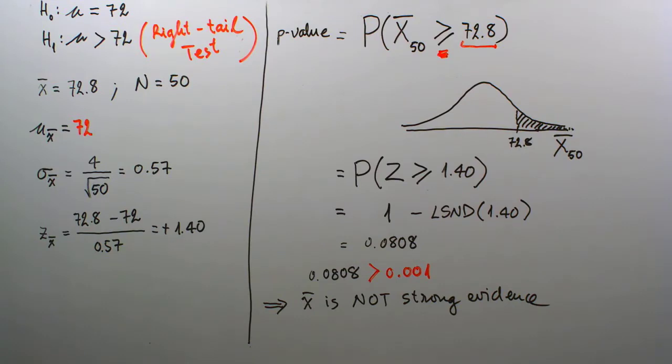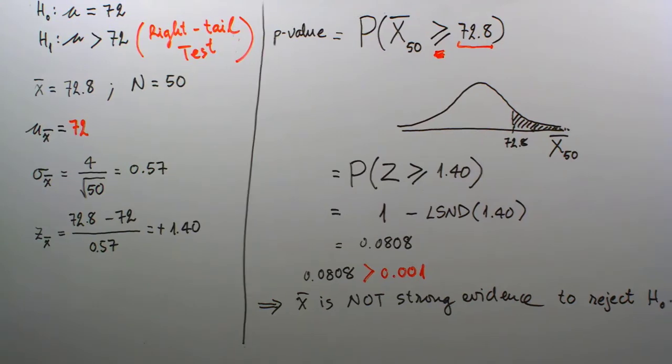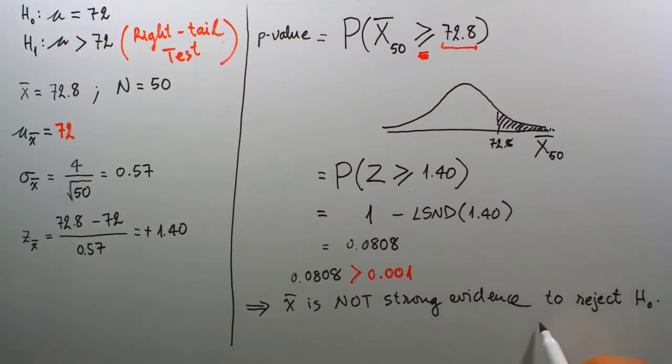So, it's not strong evidence to reject our null hypothesis H sub 0. Or you can also say it's not strong evidence to support our alternative hypothesis H1.